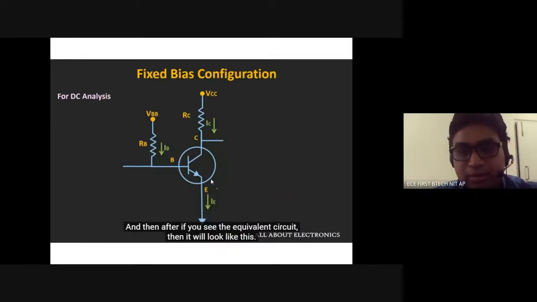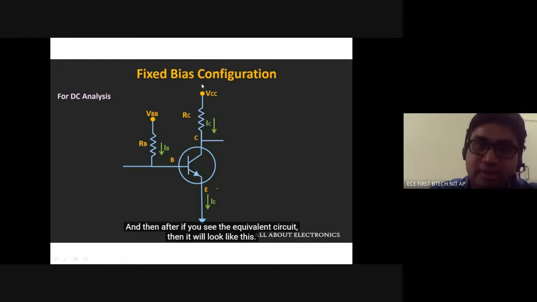So for this, we do some biasing. First we'll study the fixed bias configuration. Why is it called fixed bias? Because VBB is fixed here. It is also called the fixed bias base resistor configuration, because it is connected to the base resistance here. This is the equivalent circuit and the flow of collector current and emitter current. Here we are taking the DC analysis into consideration.